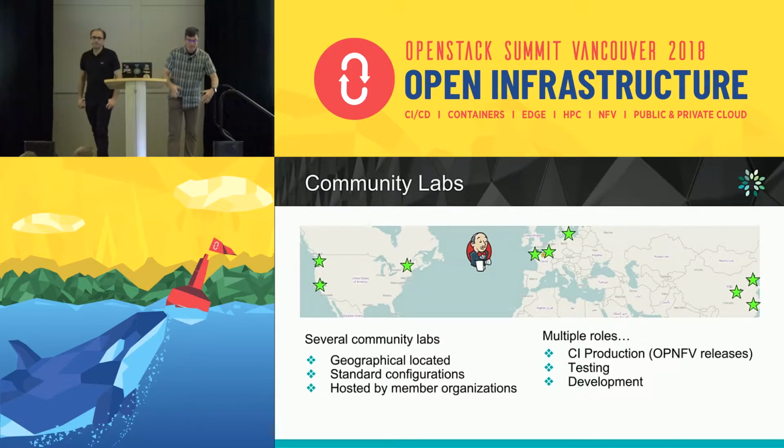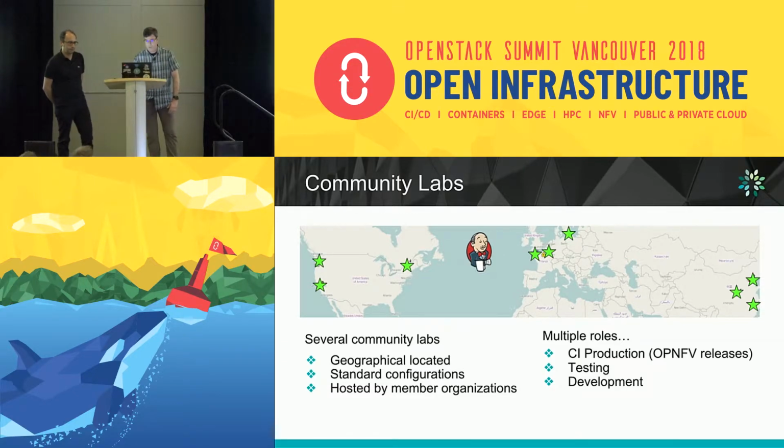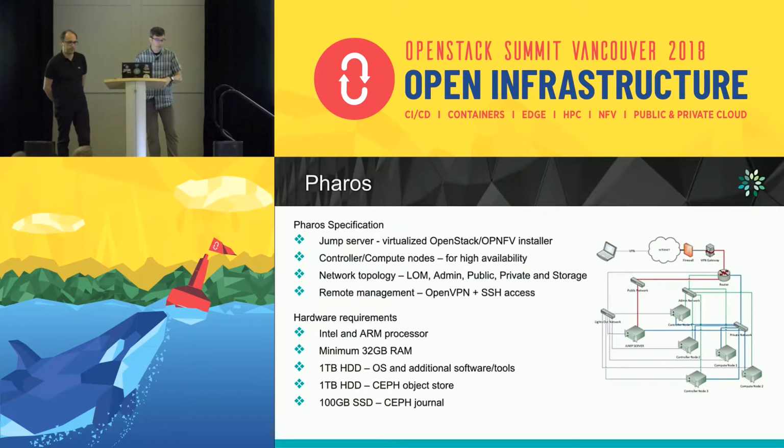So Pharos is a project within OPNFV, as Fatih mentioned, that manages these community labs. I think there's probably 16 or so total throughout different places in the world. And we have different purposes for some of the hardware. They could be dedicated for just CI, they could be testing, or it could be development. They have all different types of purposes. Since OPNFV might be a little different than what you might traditionally see in OpenStack, I'll explain what we do in OPNFV.